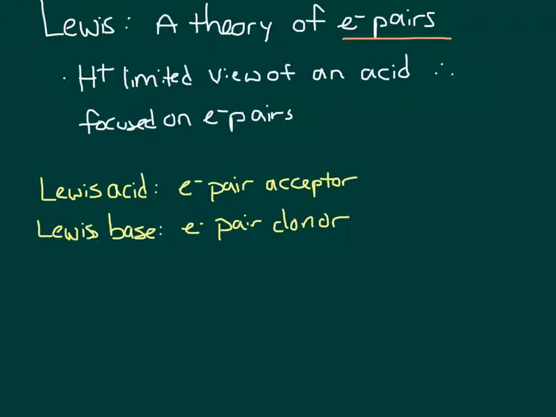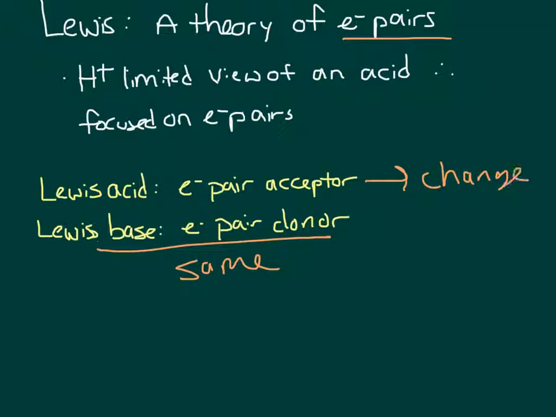A Lewis acid is an electron pair acceptor. A Lewis base is the electron pair donor. This definition has stayed the same because in order for a base to work in a Bronsted-Lowry, it has to have a lone pair in which to accept a positive proton. So that has stayed the same. It's the acid that has made a broader view. You don't necessarily need to have a proton for a Lewis acid to be an acid or have acidic properties. And so this is where the view has broadened on what an acid could potentially be.